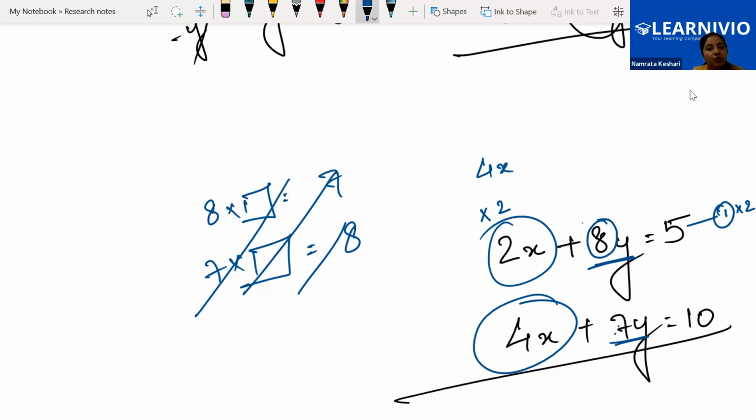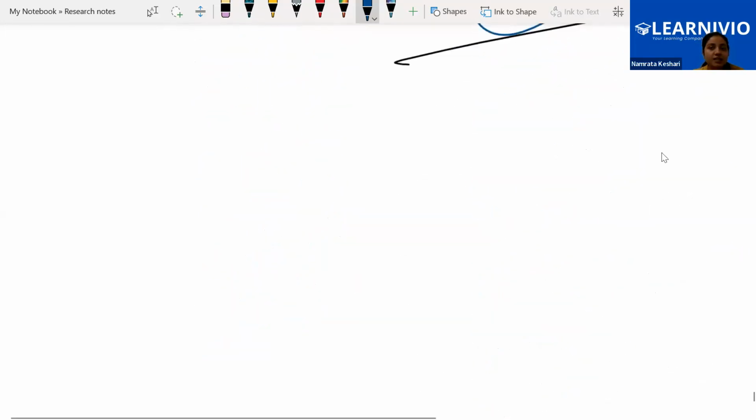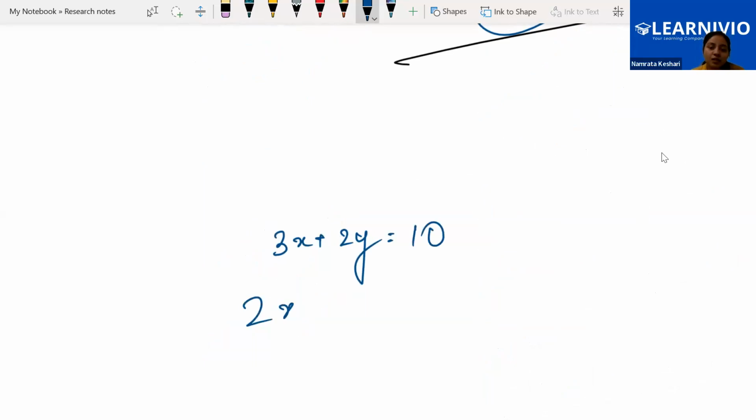We will be looking at this 2x and 4x. This type of scenario we will also get, like 8y and 7y. I am showing you 3x plus 2y is equal to 10, and 2x plus 3y is equal to 20. Now tell me which coefficient we need to make the same.